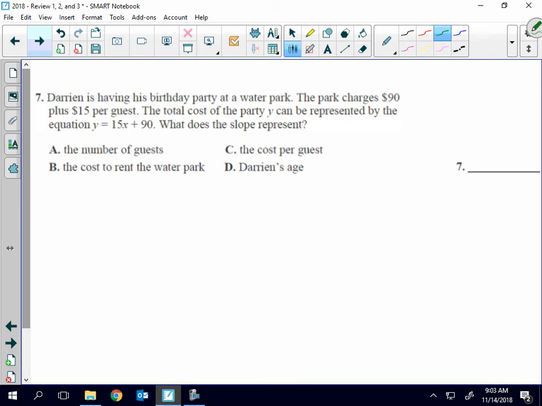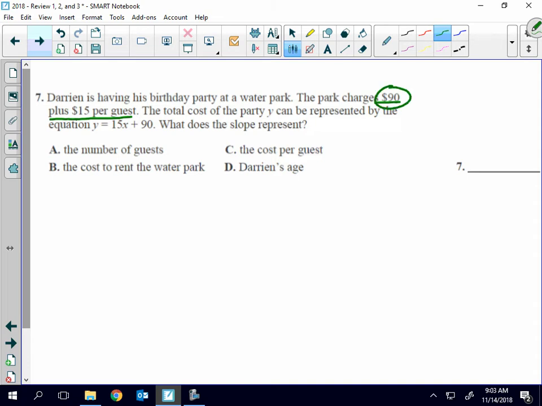Number 7, Darian is having his birthday party at a water park. The park charges $90 plus $15 per guest. Which is kind of weird because we don't usually do that when you go to a water park. You usually pay just a one fee per person, but this park is apparently different. So pretend it's like you have to pay for a group rate. You pay $90 up front, and then you pay $15 per every person that's coming. That's what that $90 means.